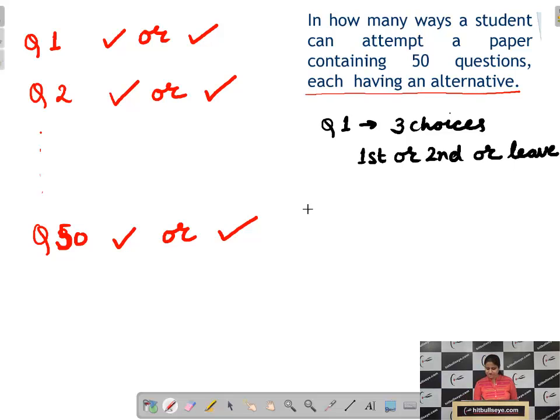For the first question, how many choices? 3. For the second question, how many choices? 3. So on up to the 50th question, how many choices? There are 3 choices. So what is the answer in this case? It will be 3 raised to power 50.